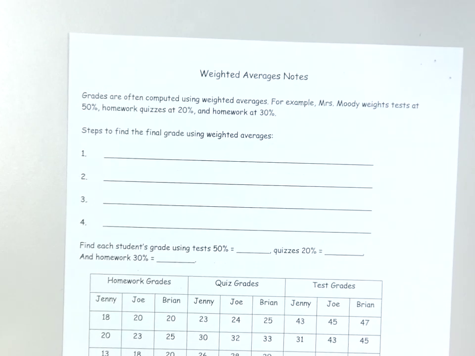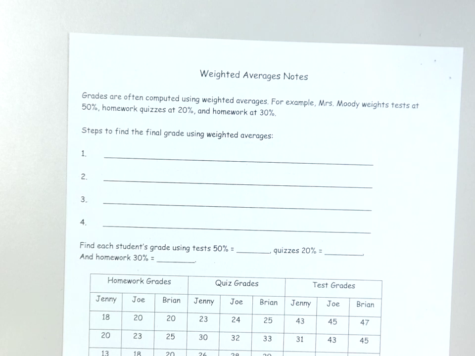Next we have weighted averages. This is what I do. I weight your grade, and it's 70-30. It's a little different than what's up on here. I used to do homework quizzes separate, and that ended up bringing some grades down, so I switched it to just tests and homework. So tests are 70% for me right now, and homework is 30%.